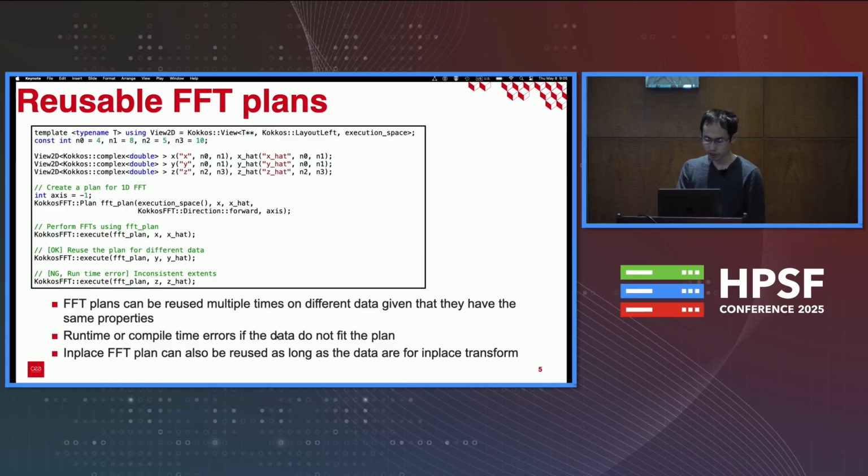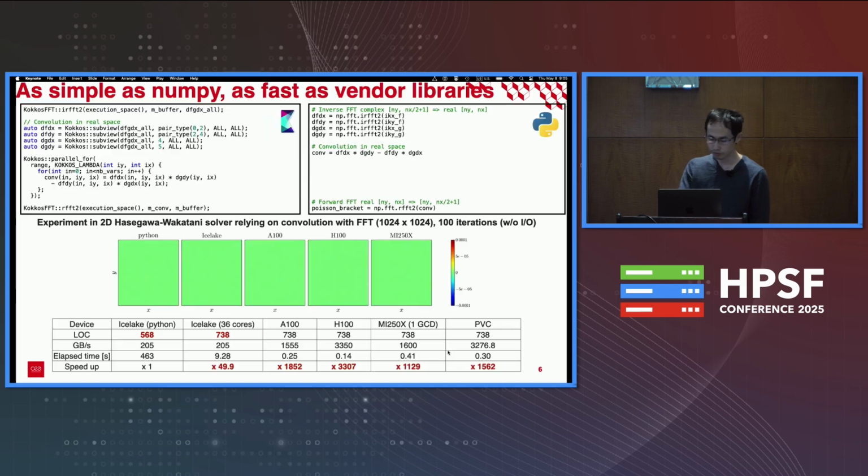These plans can be used multiple times, so it's recommended to make these plans in the initialization stage and reuse them repeatedly. And the in-place FFT plan can also be reused, but it's limited to in-place transforms. You cannot use an in-place FFT plan for an out-of-place transform because they are not identical. This example shows how this library makes this realistic usage simple.